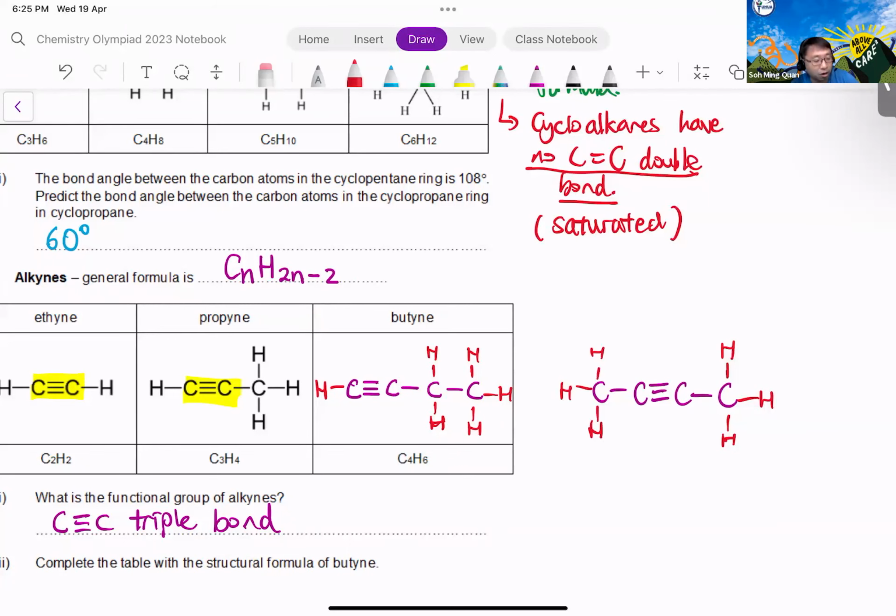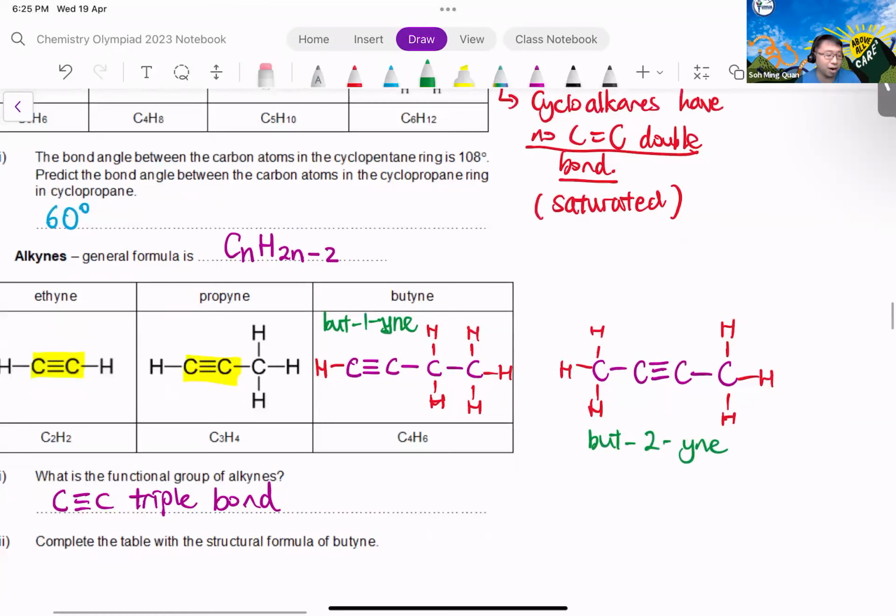So the first one is called but-1-yne. The second one is but-2-yne. Okay, you notice the number comes in between, but-1-yne, but-2-yne. Just like how just now you have but-1-ene, but-2-ene. Okay, let's press on with the last 2. Okay, I promise I will finish in 5 minutes.